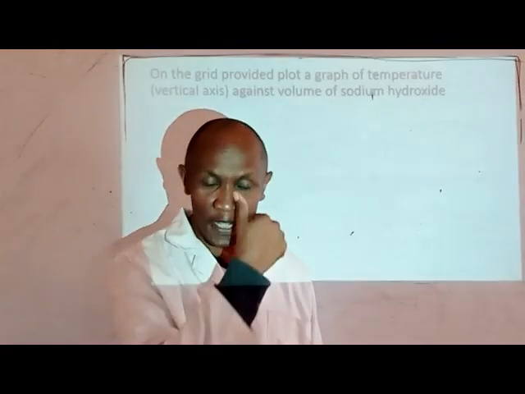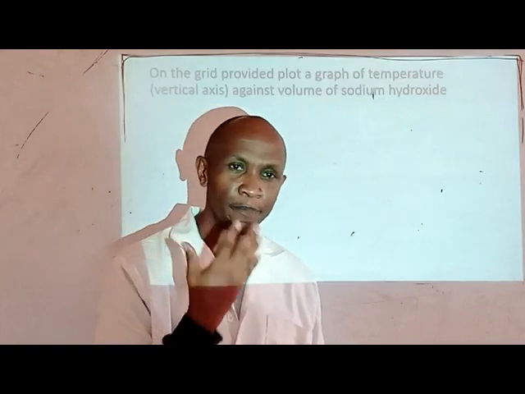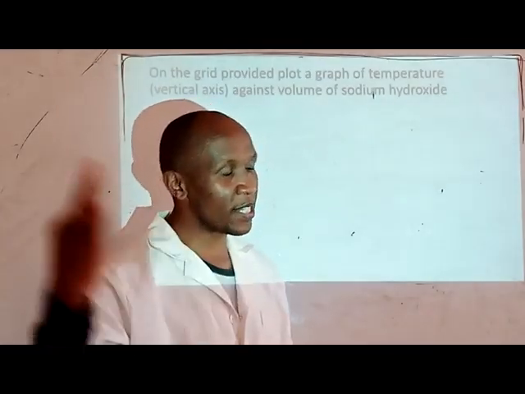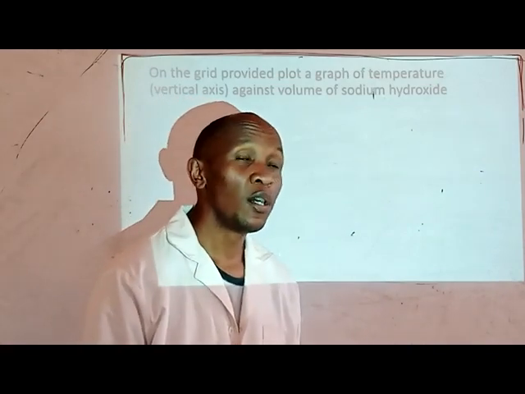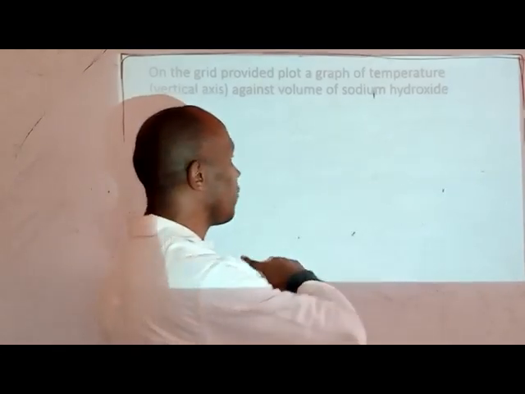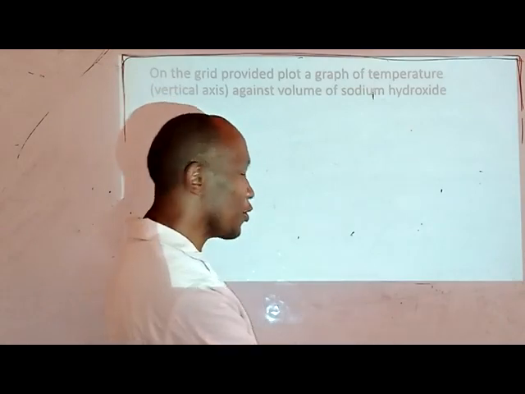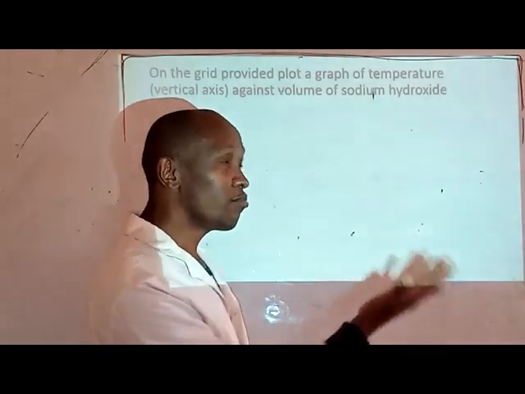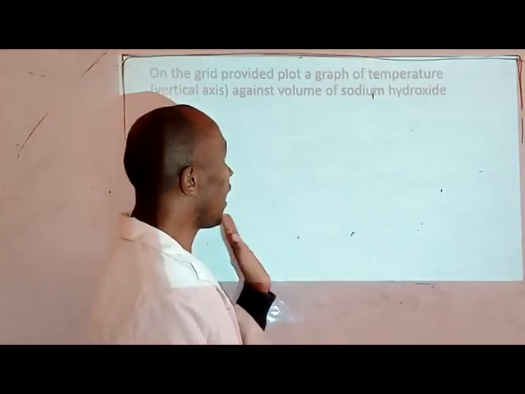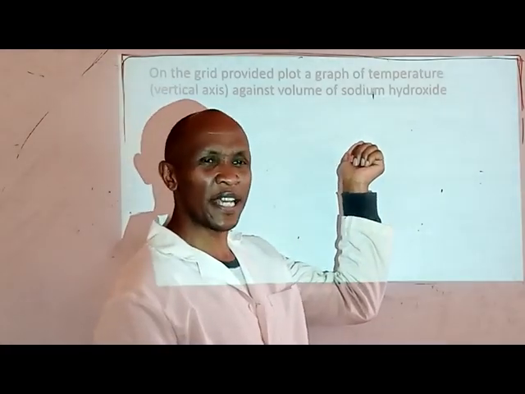Assuming that you have read the data, what were you expecting? Because as we said, the theory must agree with your experiment. Now, we are expecting the temperature to rise or drop. If it is endothermic, it should drop. If it is exothermic, it's going to rise, up to a certain point where it should not rise again.